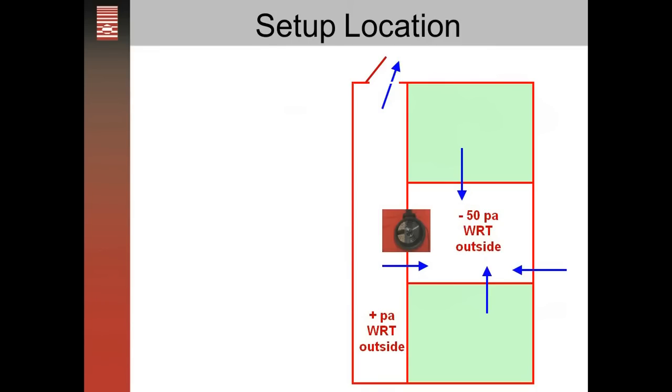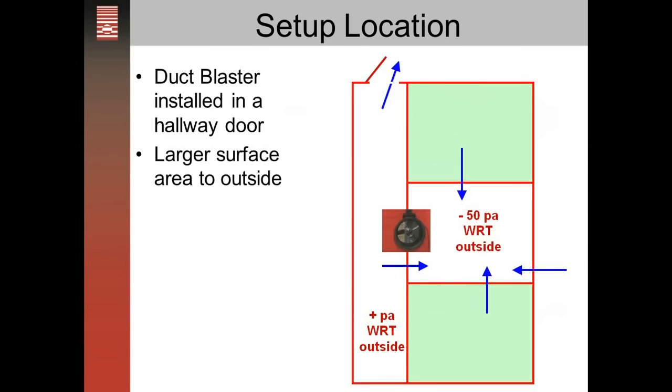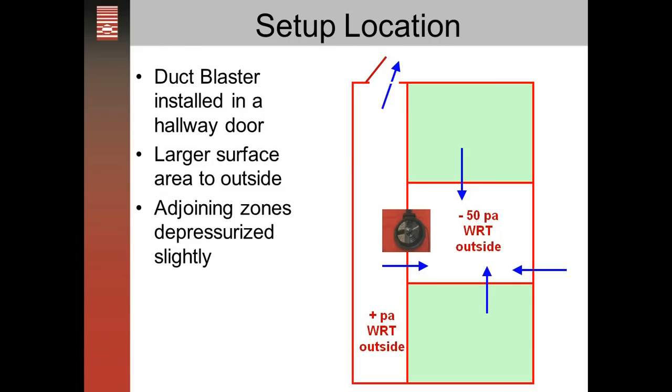So in this type of case, you're setting up in the hallway. You've got a larger surface area to the outside, because now you've got the wall that was at 50 pascals to the outside before, plus now you have this wall, which should be pretty close to 50 to the outside. So you're going to have more leakage through this wall because the blower door is set up in that wall. Adjoining spaces again, adjoining units above and below and to the side, will be depressurized slightly.